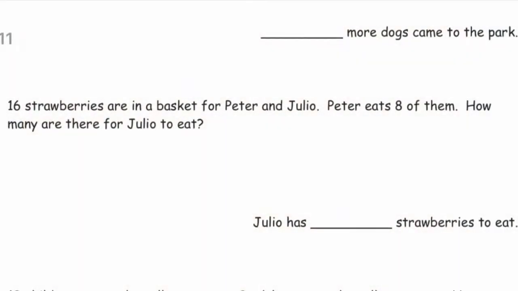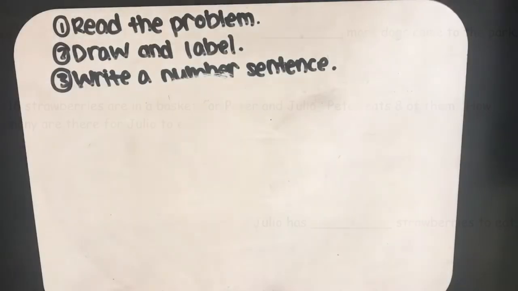16 strawberries are in a basket for Peter and Julio. Peter eats 8 of them. How many are there for Julio to eat? Now let's draw and label.